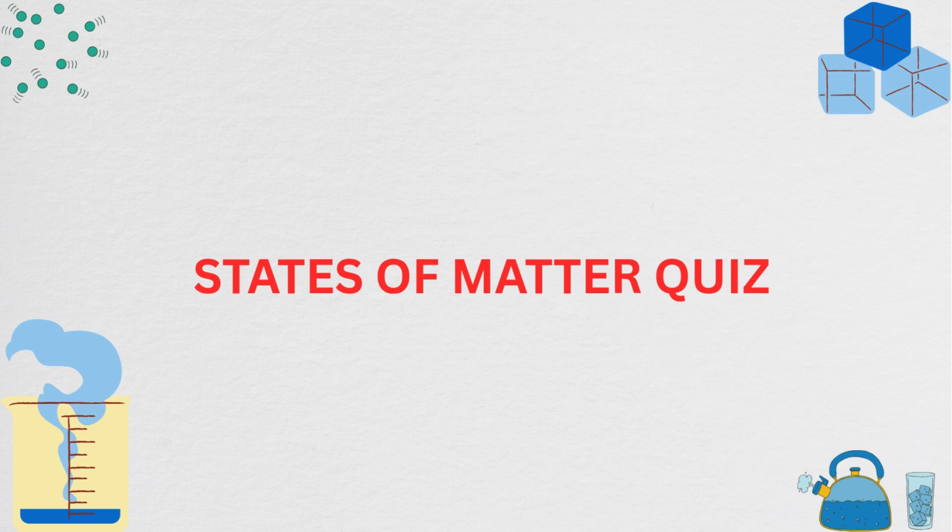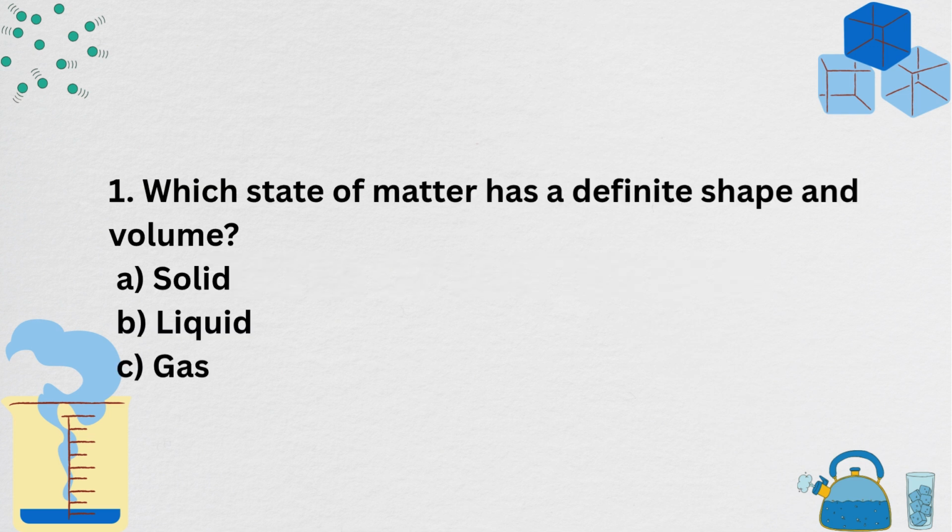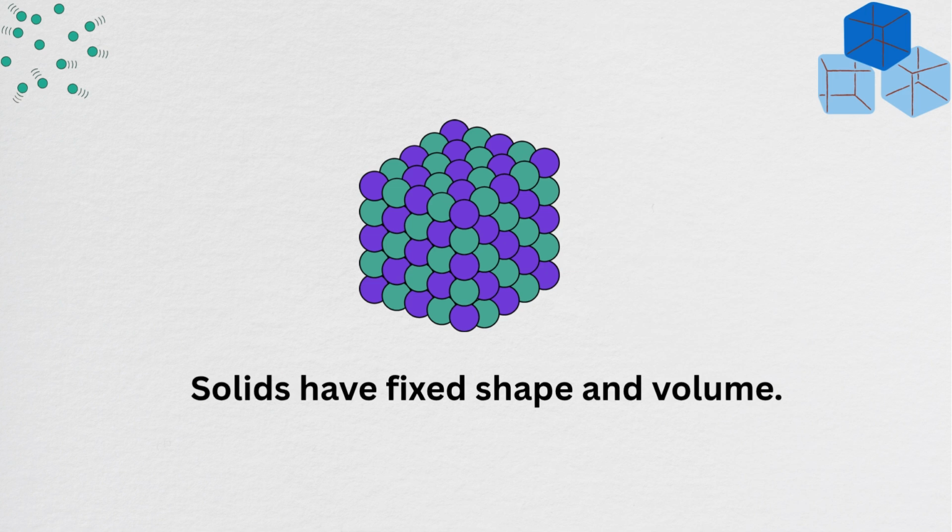Let's test our knowledge on the states of matter. Which state of matter has a definite shape and volume? Solid, liquid or gas? Solids have fixed shape and volume.